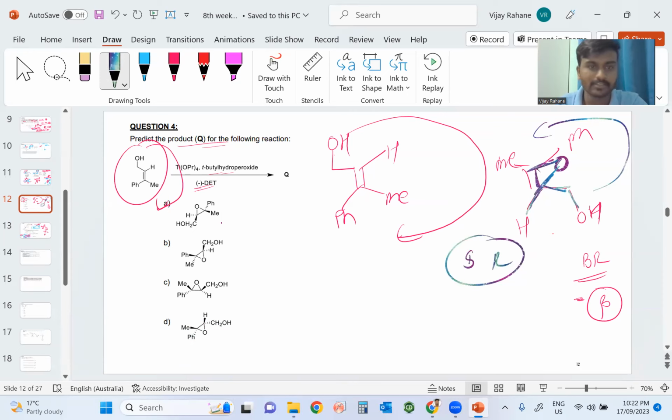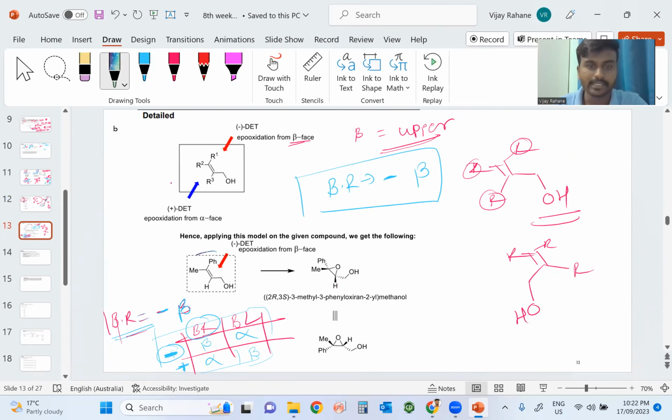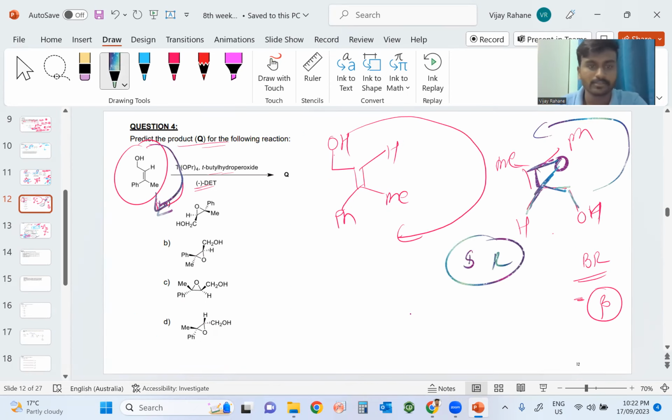Here, see here, they have just converted, they have just moved this, let's say, just in the plane. I have not interchanged the bond positions or anything. I have just rotated the entire structure. So rotated entire structure and minus diethyl tartrate, which obviously attacks from the beta side, and we got this option. So this is the correct option here, which corresponds to option B in the options. So option B is the correct option.